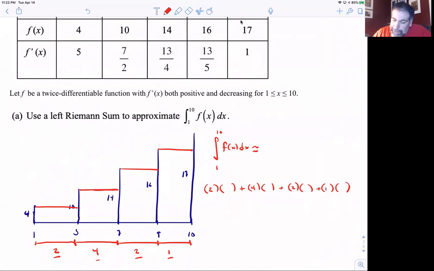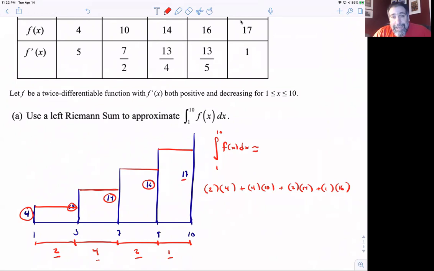Now I want to go back and use the appropriate heights. The heights were on the left-hand side in each case. So my first height is 4. My second height is 10. My third height is 14. And my fourth height is 16. Notice in this particular example, the height 17 does not get used because we're choosing to do a left-hand approximation.